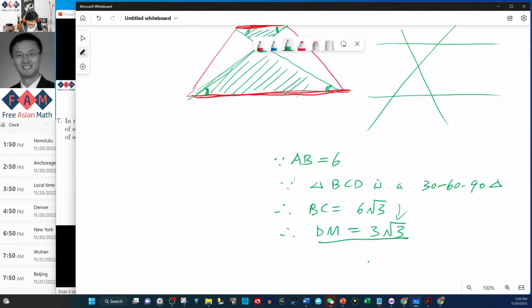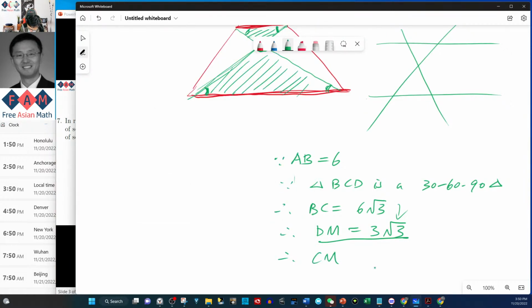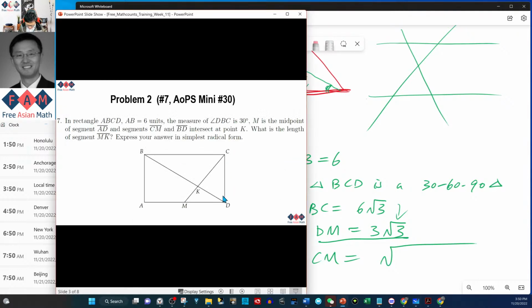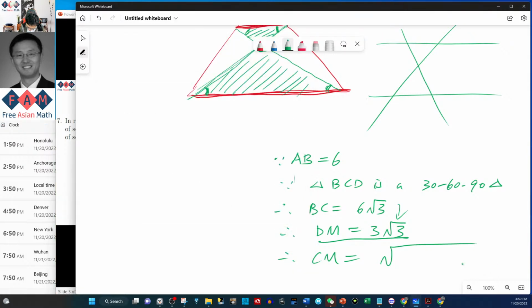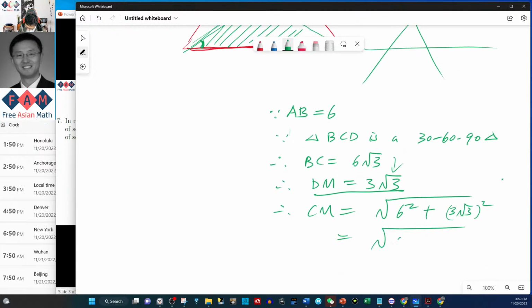So we know DM. Therefore, by the Pythagorean theorem, what is CM? CM equals the square root of this side, CD, which is 6 squared, plus this DM squared, 3 square root 3 squared, which is 27. So this is the square root of 36 plus 27. So this is 3 times square root of 7, because this adds up to 63. You factor out the 9, and that's 7. So we know CM.